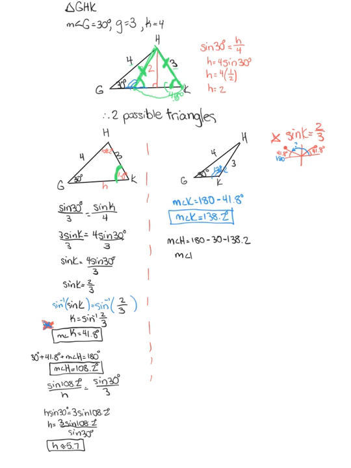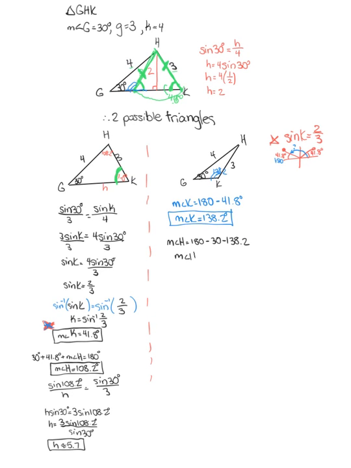Measure of angle H, oops, that should be approximately. It should have been approximately 180 minus that minus 30, 11.8 degrees. So this angle up here is 11.8 degrees. And now that I have that, I can use my law of sines.